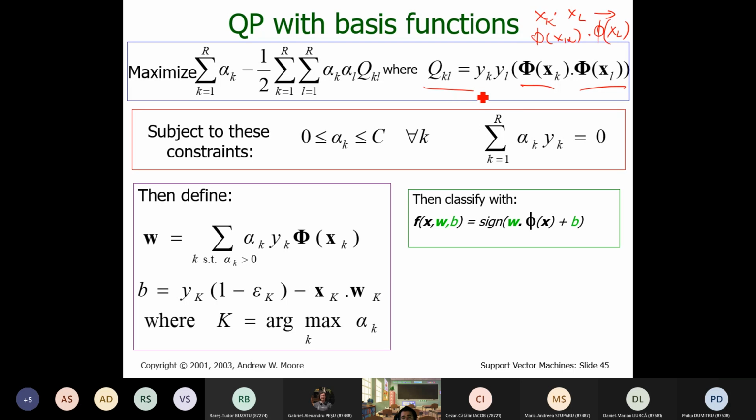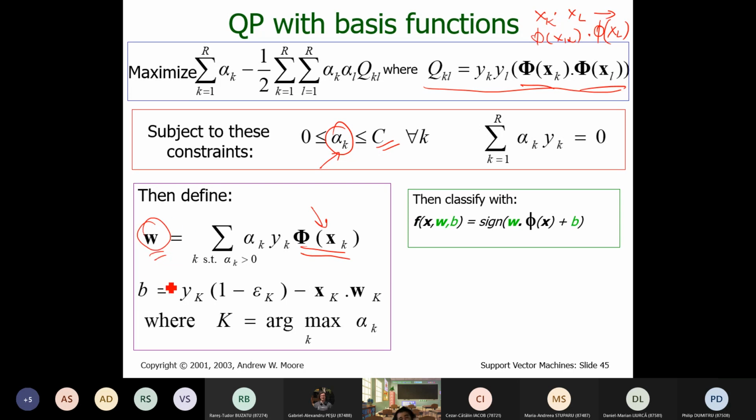And this is what's happening in here. Again, we will have to impose the value of C, and all the points that will have ak strictly smaller than C, and strictly higher than 0, will give us the support vectors, and will be the only ones that will influence the positioning of the classifier. But when we compute the w, instead of xk, again, we will have to use phi of xk.